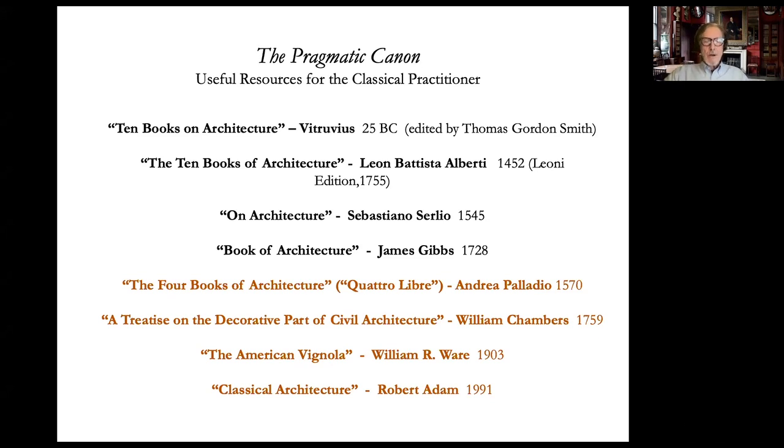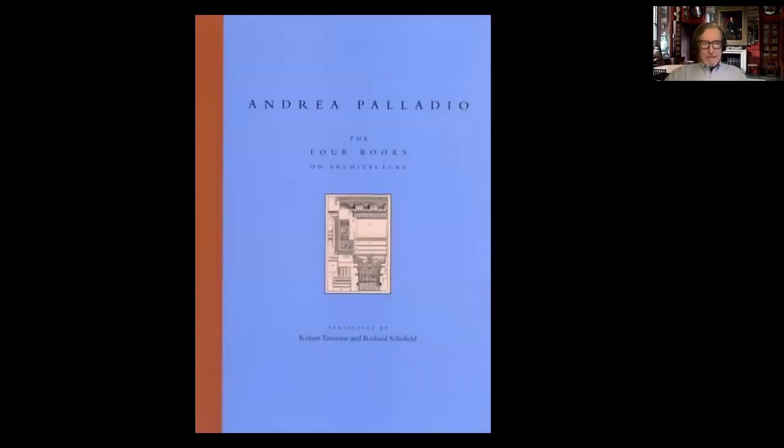The last four of these books in the pragmatic canon are the books that I believe to be the most useful. And if you only buy four of them, I would buy these four. The first one is very famous, The Four Books of Architecture, the famous Quattro Libri by Andrea Palladio from 1570. The MIT Press edition, which you see here in paperback, is available on Amazon, and I highly recommend it.